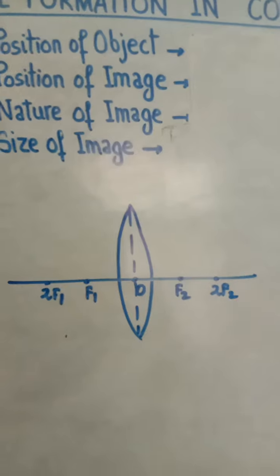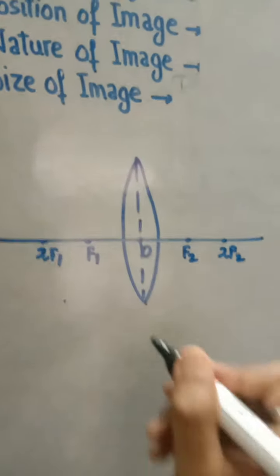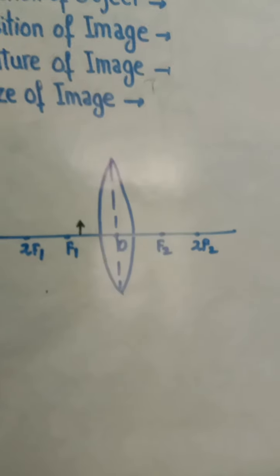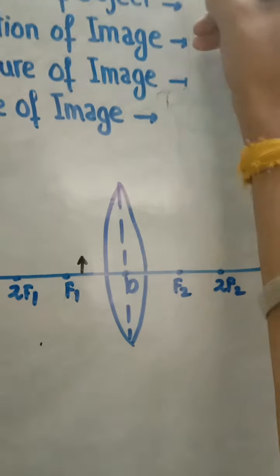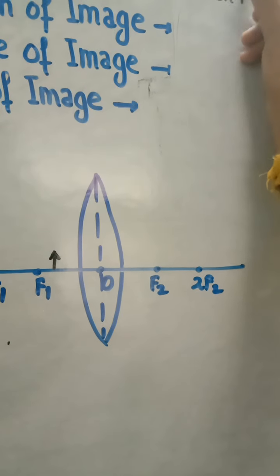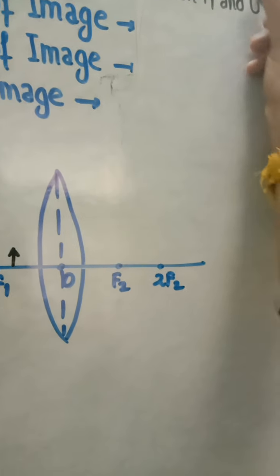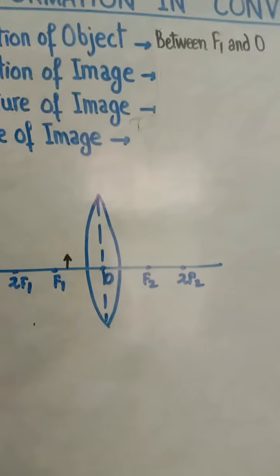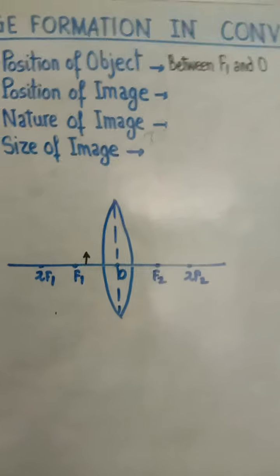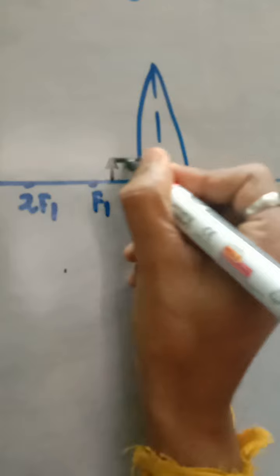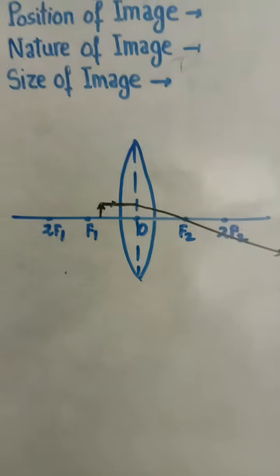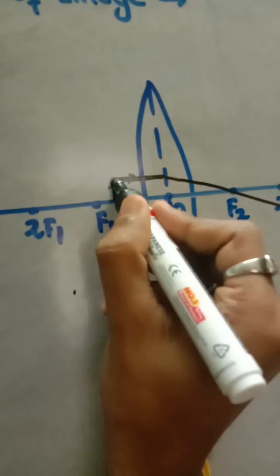Now coming down to the last of the image formations for convex lenses, the object is placed between optical center and focus. So you will write position of object between F1 and O, or else you can write O and F1, same thing. Now the last 5 images, if you have seen, all of them were real and inverted images. So if you use rule 1 here, it goes somewhere like this. We use rule 3.